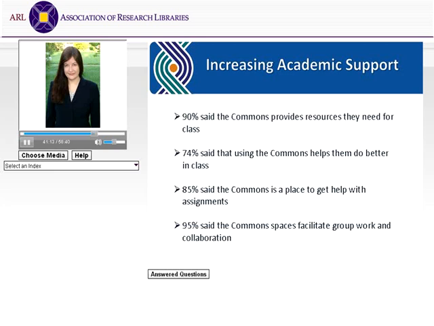We'll move on to the next slide, and this has a little bit more about increasing academic support, and it shows more results. You can see 90% said the Commons provides resources they need for class. 74% said that using the Commons helps them do better in class. One of my favorite things that we got is a student quote that was, "I would be lagging behind as a student without the Commons." That's the kind of thing I think that we really want to hear. And we did hear that as part of this.